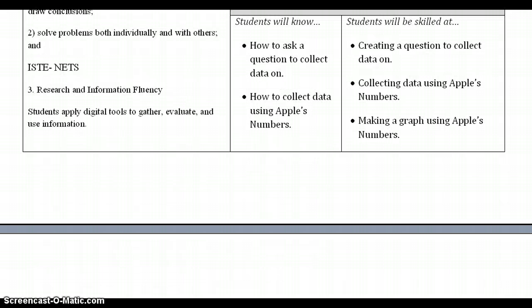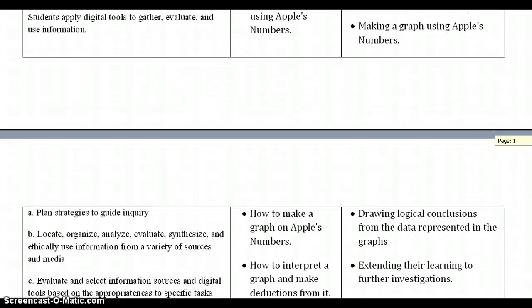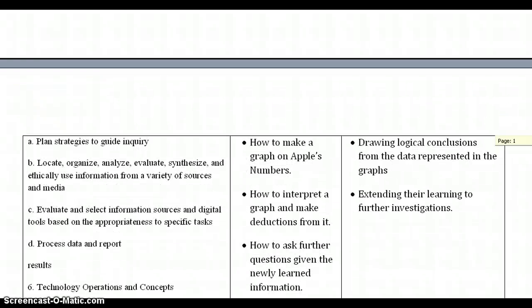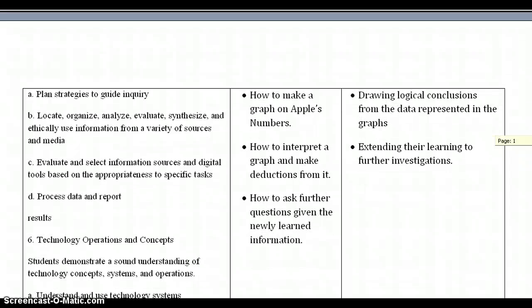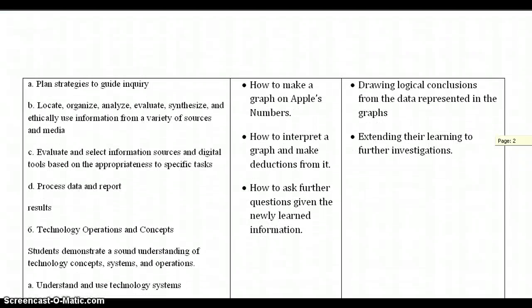Some of the skills that they would acquire would be being able to ask questions. Though this seems like a silly thing for kindergartners, it is actually quite a challenge to learn how to ask a question. So one of them would be how to ask a question to collect data on, how to collect data, and then they would also learn how to collect data using any spreadsheet we'll be using, how to make graphs on any spreadsheet, how to interpret a graph and make deductions from it, and how to ask further questions given the newly learned information.